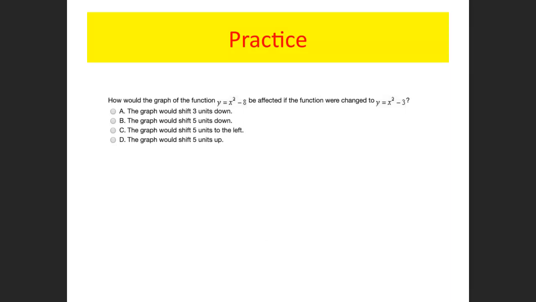All right, a couple practice problems from this week. It says, how would the graph of the function y equals x squared minus 8 be affected if the function were changed to y is equal to x squared minus 3? Well, a quick sketch of that. I know that this is a parabola. It's shifted down 8 places, so that's what I'm starting with. That's what they tell me I'm starting with.